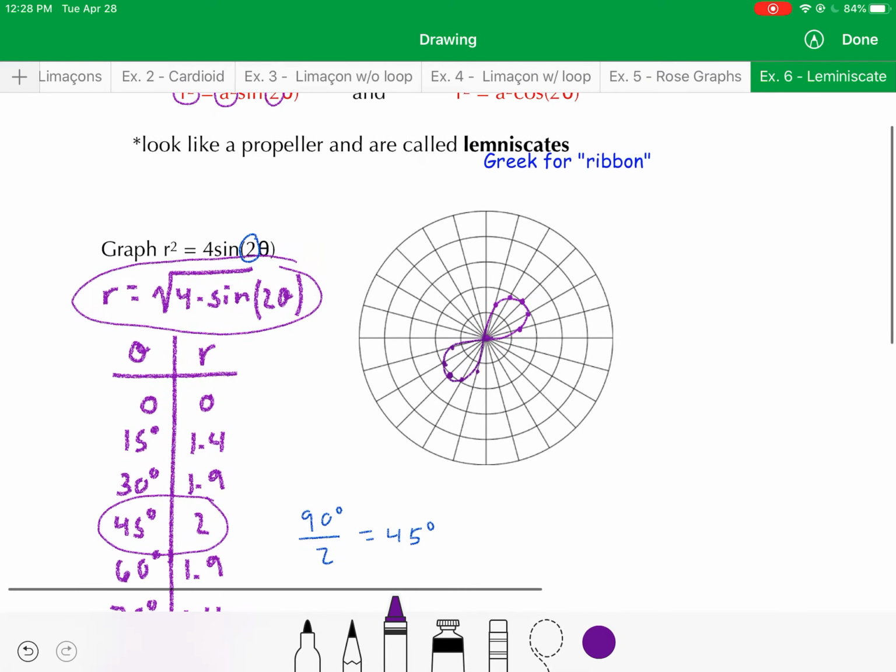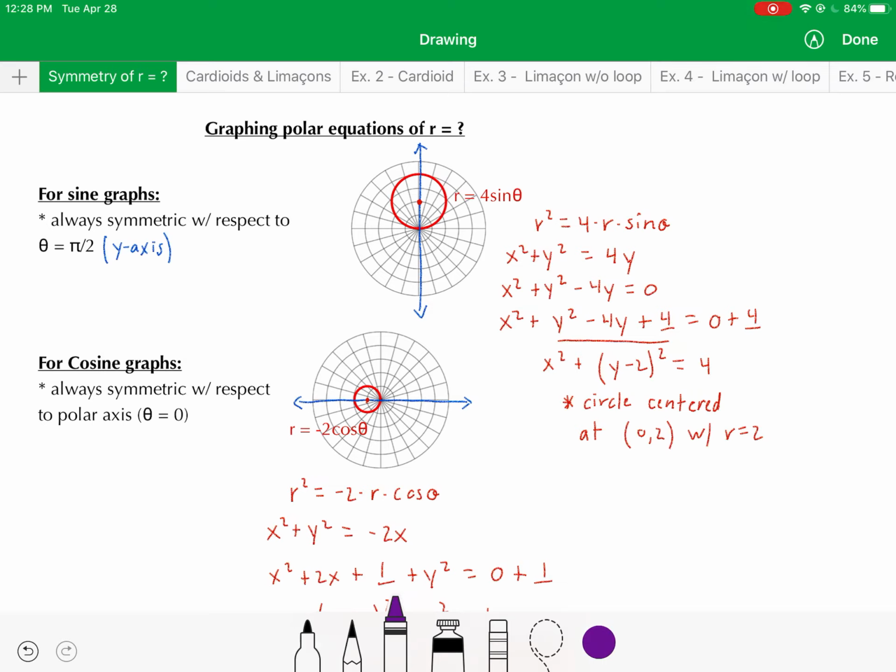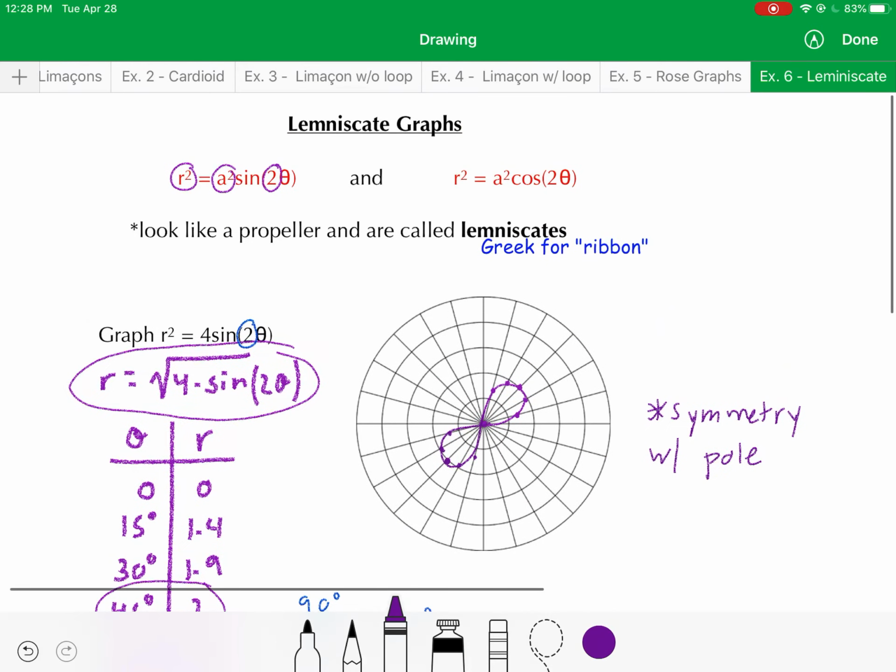So notice there is symmetry with the pole. Probably should have written that out earlier. Okay, all lemniscates have symmetry with the pole. Notice this doesn't follow the symmetry rule from earlier in the lesson. Sine graphs, we've said, have had symmetry with theta equals pi over 2, but that's only in the case of r equals. Now that we have r squared equals, we no longer have that symmetry with pi over 2. The symmetry changes to being with the pole.